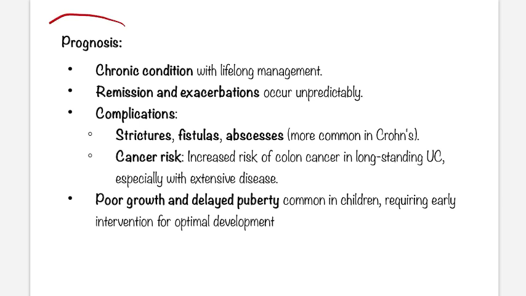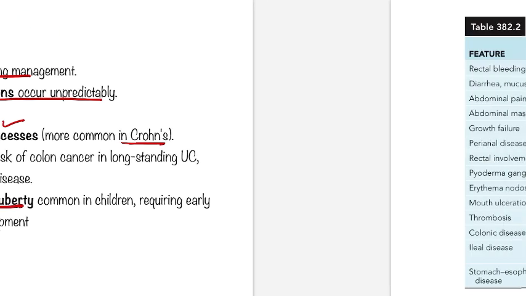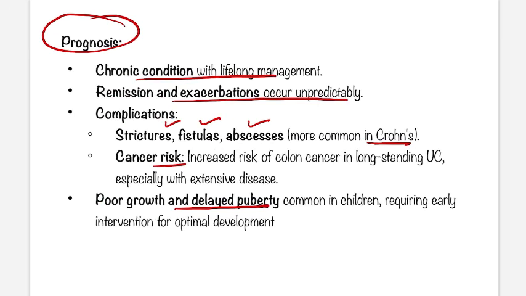Okay, what is the prognosis? These IBDs are chronic conditions with lifelong management. Remission and exacerbation occur unpredictably. Complications like stricture, fistula, and abscess are more common in Crohn's disease. As we saw earlier, Crohn's disease also has more extra-intestinal manifestations. Cancer risk is also there, with poor growth and delayed puberty. So this was a journal discussion of inflammatory bowel disease. Obviously, we will discuss them separately.